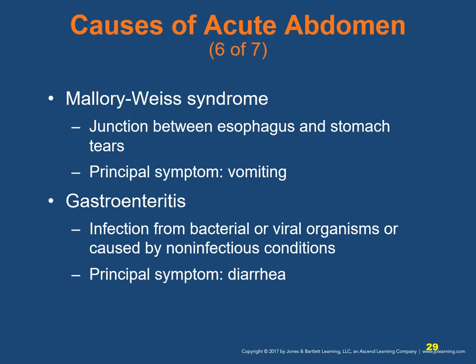It can be caused by either bacteria or viral organisms and enters the body through contaminated food or water. It can also be caused by non-infectious conditions such as adverse medication reactions, toxin exposure, or chemotherapy. Diarrhea is the principal symptom in both types. These signs and symptoms are large dumping type diarrhea or frequent small liquid stools. The diarrhea can contain blood or pus. There is abdominal cramping, nausea, vomiting, fever, and anorexia.